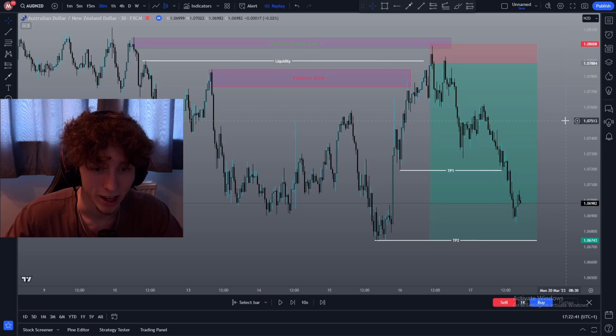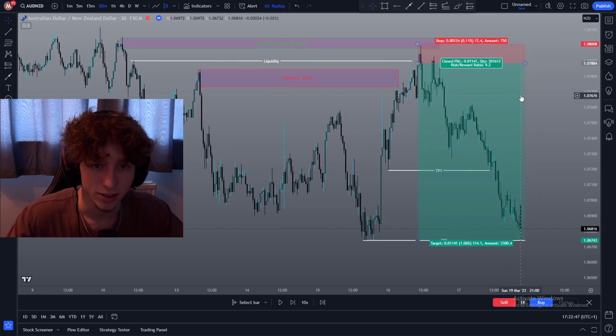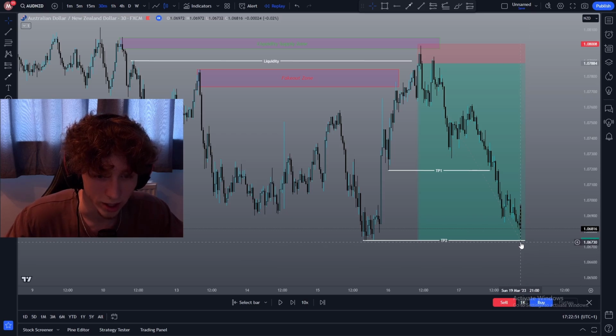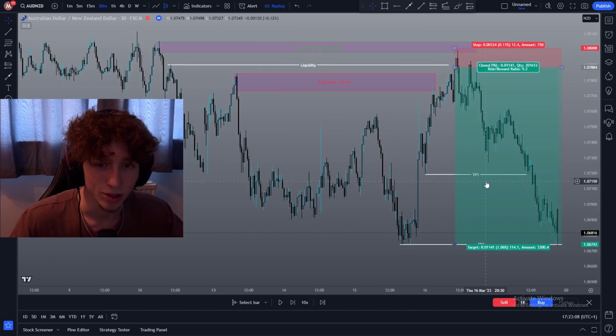And by the looks of it, we're heading straight to take profit too. And just like that, that is TP2 hit. This looks like another weekend open potentially. Yep, that's Friday to Sunday, so we likely would have closed right here anyway. However, for the sake of this, we'll just say we went to the low. And yeah, that is just an absolutely beautiful trade.